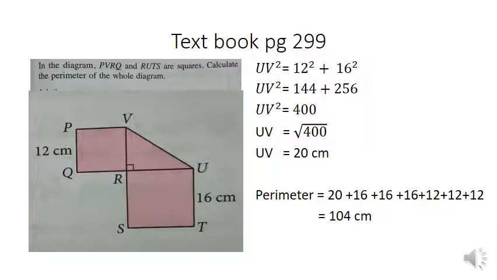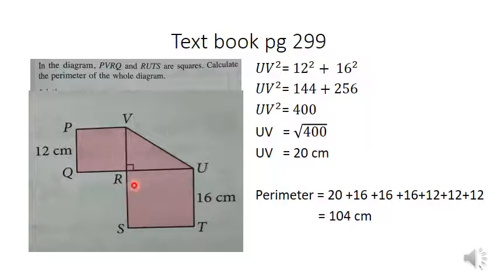Textbook page 299. In the diagram, PVRQ and RUTS are squares. Calculate the perimeter of the whole diagram. Look at the given diagram. PVRQ. This is a square.